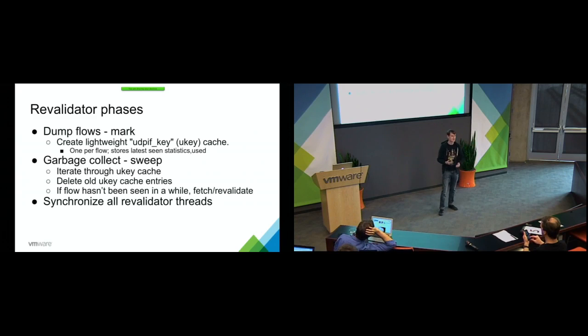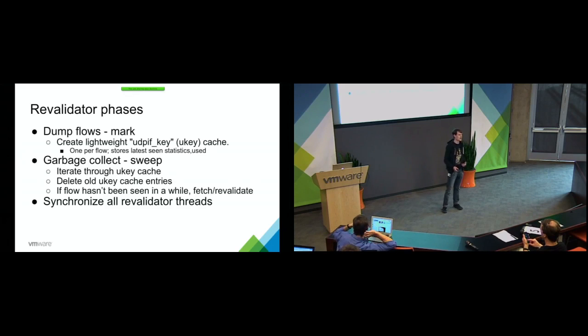It checks that the flows are valid and marks a bit in this ukey entry. The sweep phase iterates through that cache and deletes the old ukey entries. If a flow hasn't been seen in a while, for instance, if a user deletes a flow using something like ovs-dpctl, then we'll also attempt to fetch those flows, gather the final statistics, and check that they're correct.